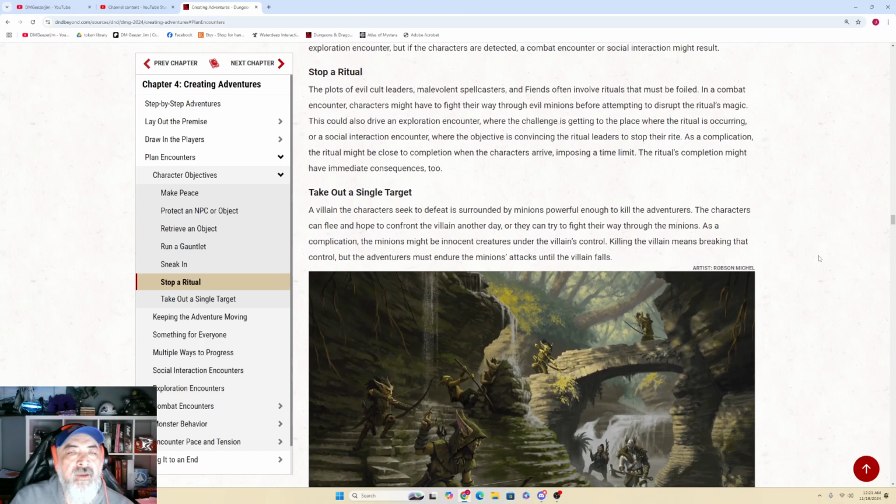Stop a ritual. The plots of evil cult leaders, malevolent spellcasters, and fiends often involve rituals that must be foiled. In a combat encounter, characters might have to fight their way through evil minions before attempting to disrupt the ritual's magic.